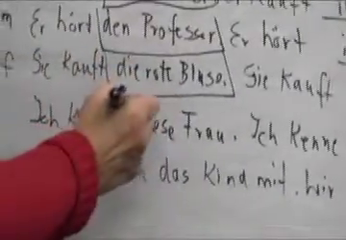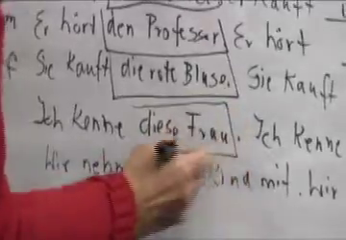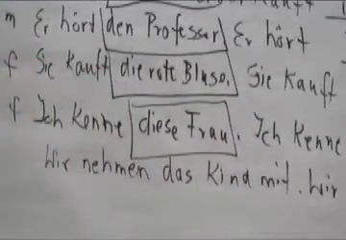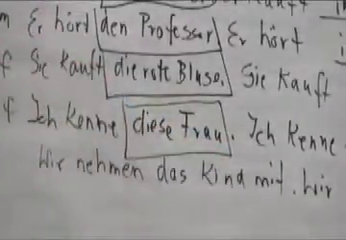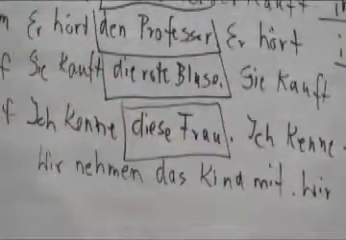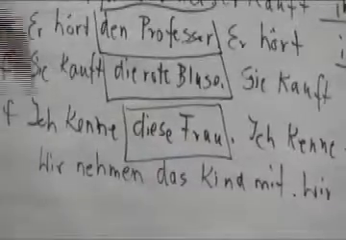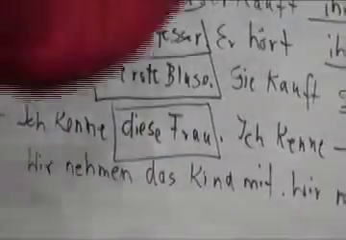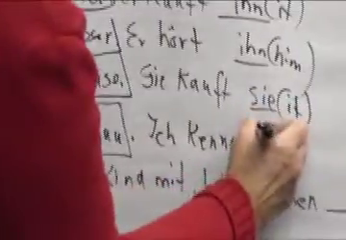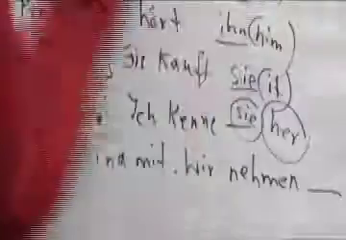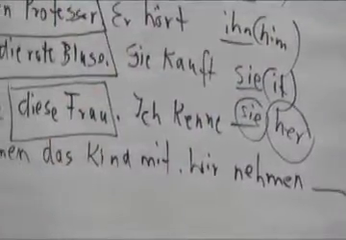Now let's look at the next one. Ich kenne diese Frau. Diese Frau is our direct object. I know this woman. Feminine noun. Here we are dealing with a person, right? So in English we would say, I know this woman, I know her, right? How do we say her? Here it is. Sie. Ich kenne sie. And here the sie means her, because we are talking about a person.